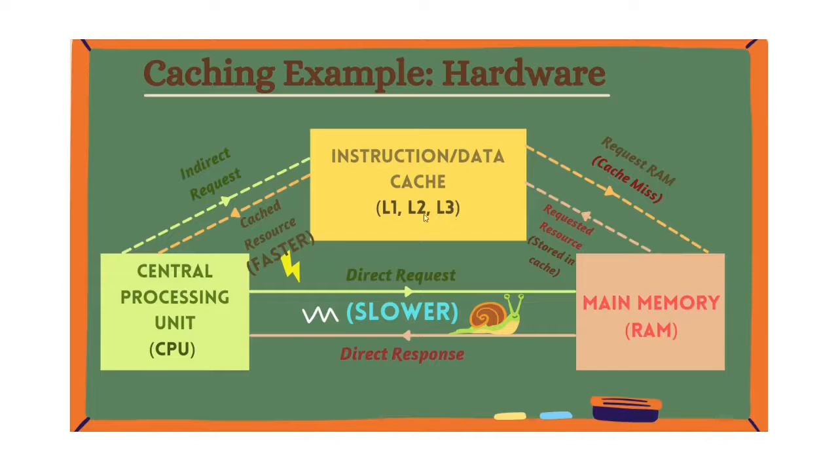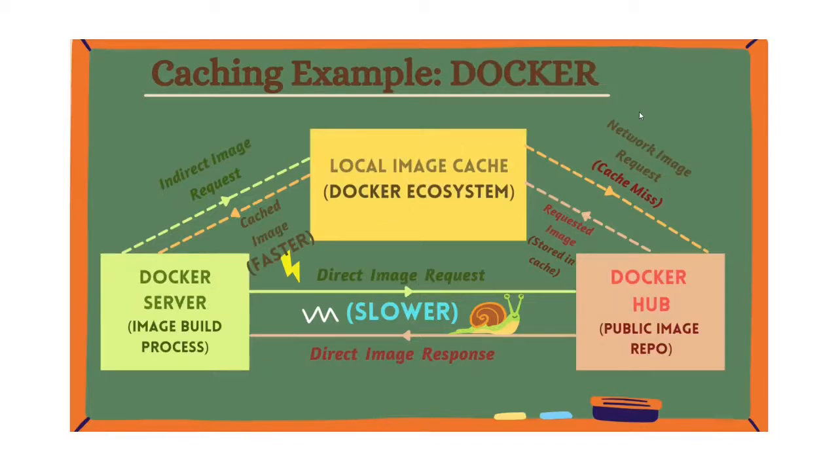So with each level, we have decreased speeds, and depending on how frequently a particular instruction is used, it is placed in different caches in order to get that boost in performance. So that is the hardware context. So let's look at software context.